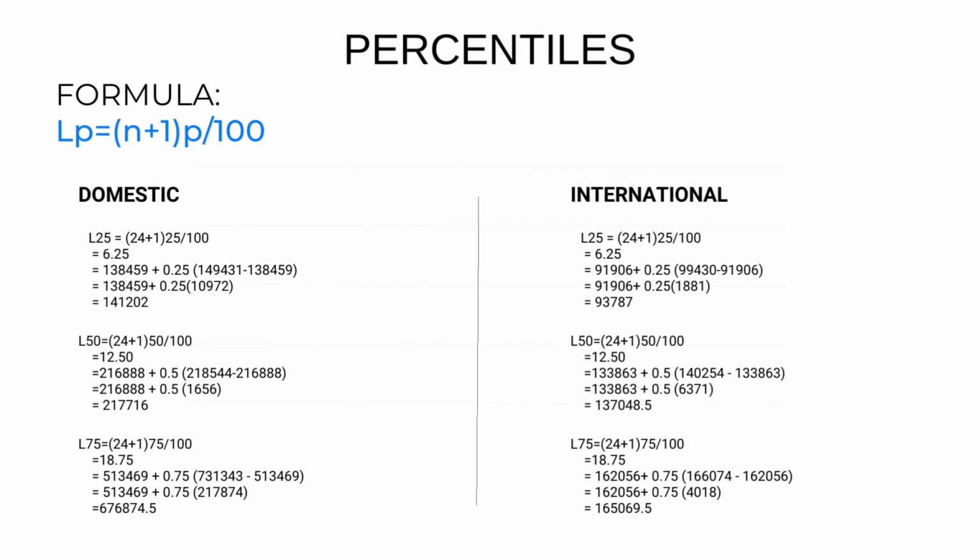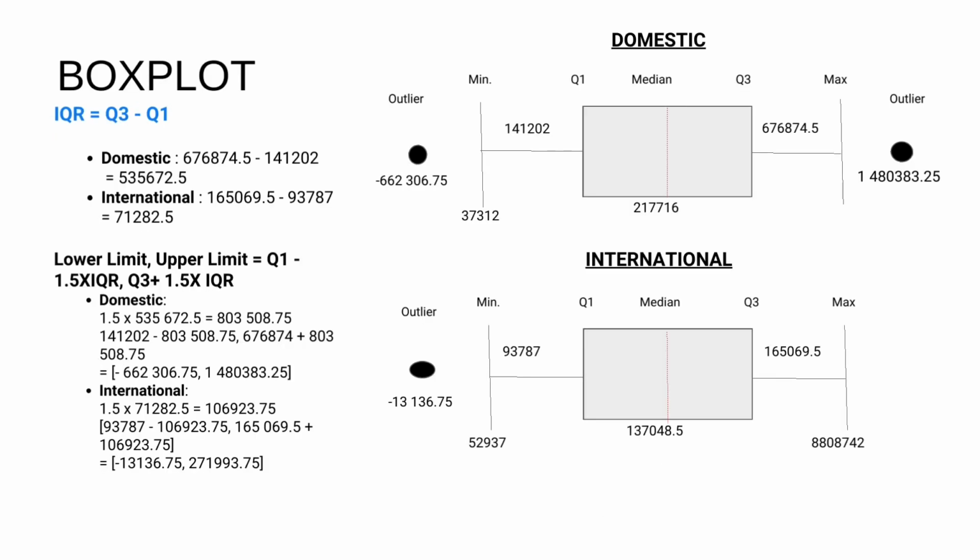For example, the 25th percentile in the dataset for domestic airlines is 6.25 after using the formula. This shows that the 25th percentile is between the 6th and the 7th observation. For the 50th percentile, we get 12.5, and the 75th percentile, we get 18.75. Here we can establish that they are non-integers. After this, we can get our answers on the value of each percentile for both domestic and international airlines, as shown in the slides. Next is to determine the outliers.